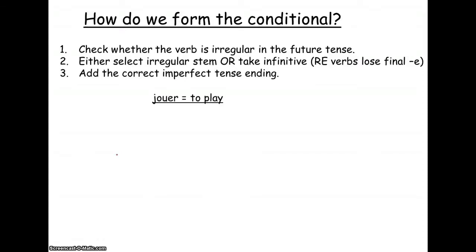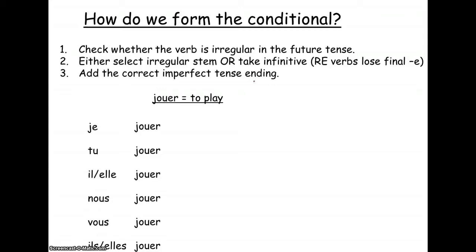If we take the verb jouer, which is the infinitive, out of the dictionary, means to play. Jouer is perfectly regular, so we go straight to point 2 on this list here, because we can check later and we'll see that it's not irregular. So we take the whole infinitive. Okay, so it's not an RE verb, so we don't need to lose the E. Okay, and we'll replicate that for all the 6 persons, I, you, he, she, we, you, or they.